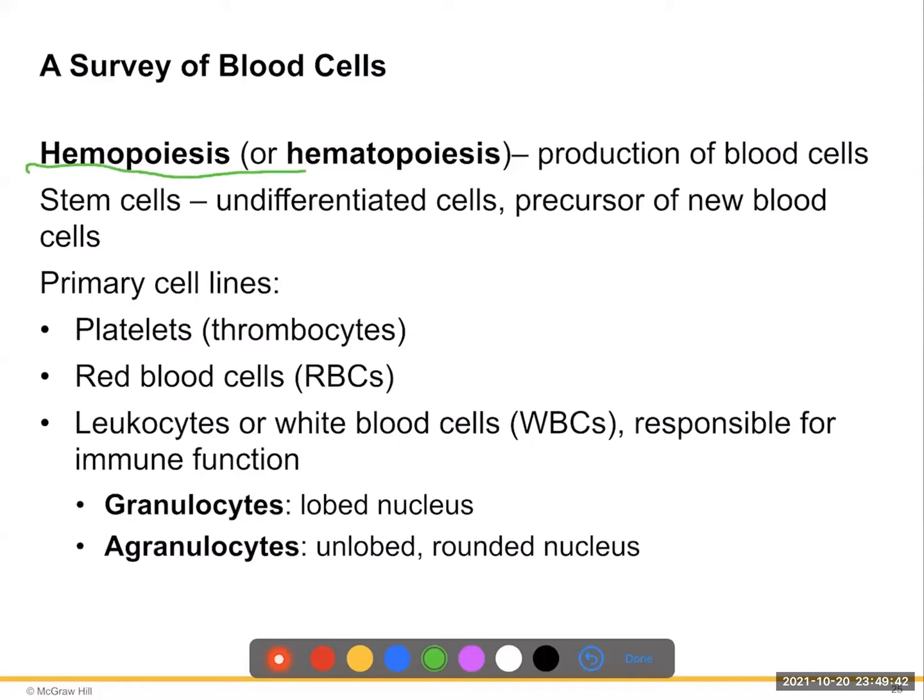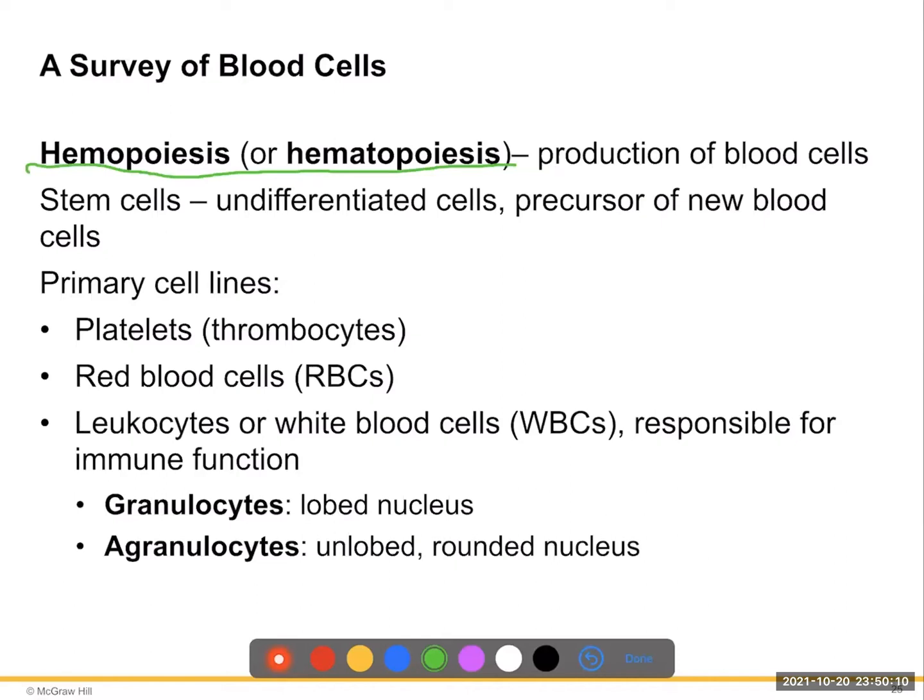Hematopoiesis is the production of blood cells. That's what it means. Hematopoiesis is how blood cells are formed. So it's the production of red blood cells and white blood cells. And it starts from stem cells. Stem cells are undifferentiated cells that are precursors to the new blood cells, whether they're red blood cells, white blood cells, macrophages, dendrites, whatever we form.